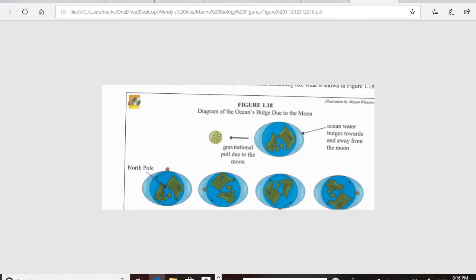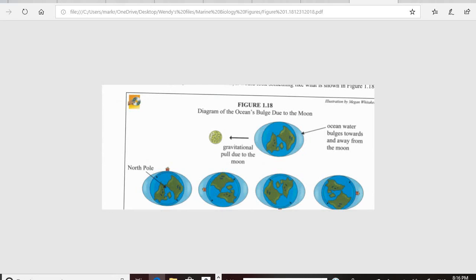Okay, so this figure shows the gravitational pull on Earth that is due to the moon. And basically what I want you to see is that as the moon pulls on the ocean, so here's the moon, it's going to pull on the ocean, and it causes the ocean to bulge toward the moon. Okay, so you can see this bulge here due to the moon. So this part bulges toward the moon, and then on the other side, it actually bulges away from the moon.